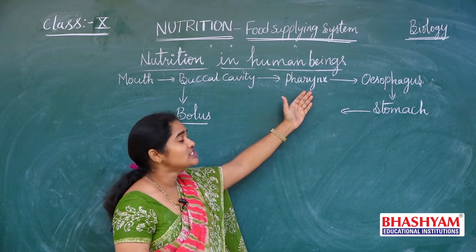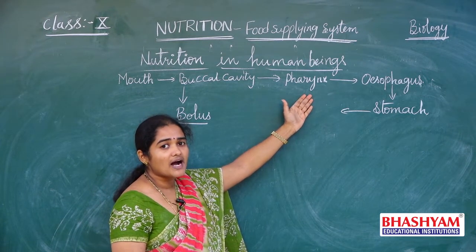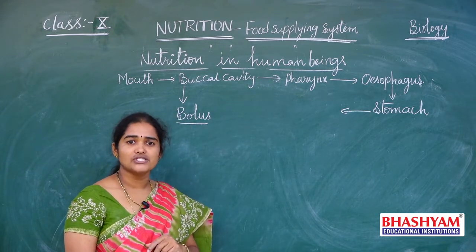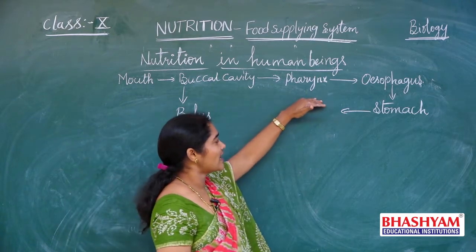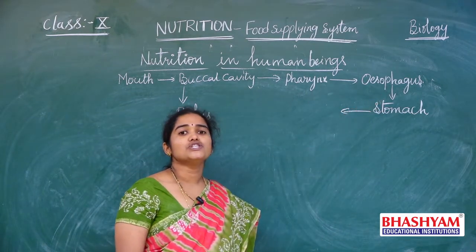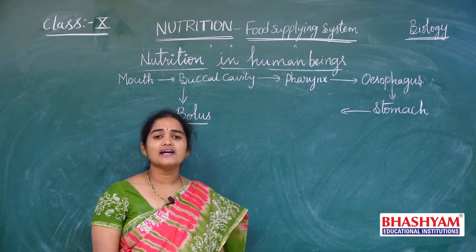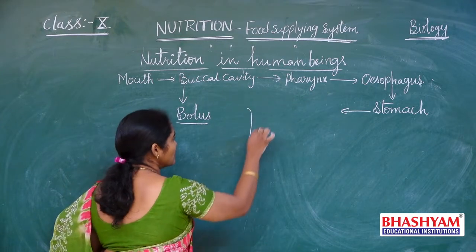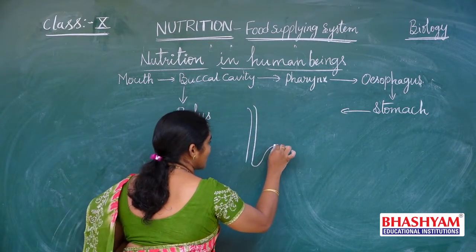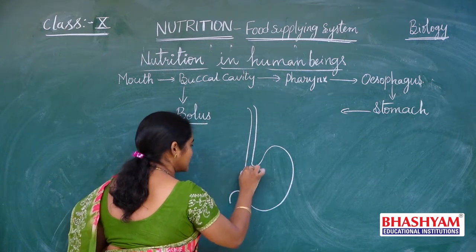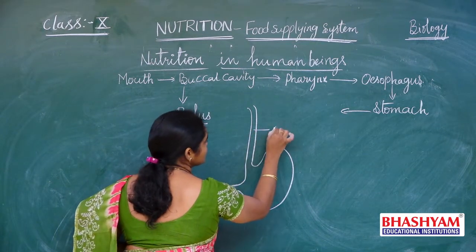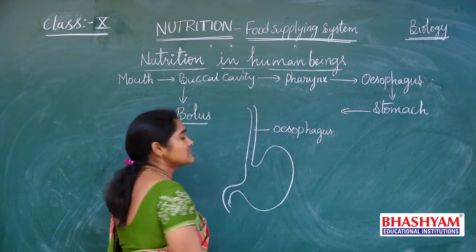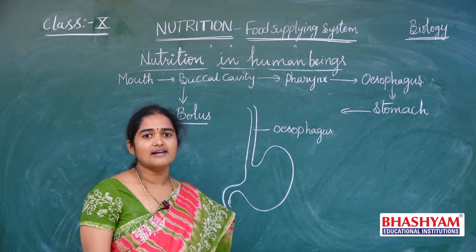After that, from the buccal cavity, because of the swallowing process, food moves into the pharynx. It is a junction, a part just useful to pass the food to the next part of the digestive tract. And from this pharynx, food moves to the esophagus. So here the esophagus is a muscular tube-like structure that opens into the stomach. This is the esophagus.